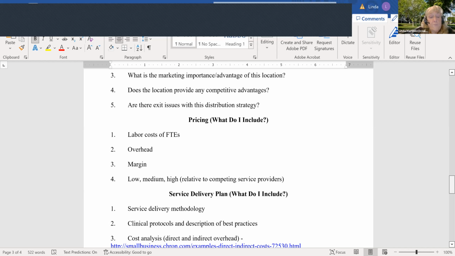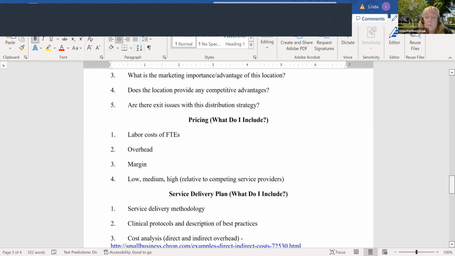That's your overhead. And then you've got your margin, and your margin is what percent is coming in and what percent is going out. And then this answer is pretty easy. How do you compare to your other service providers? Are you less than them, about the same, or do you charge more than them? That's a very easy answer: low, medium, or high.